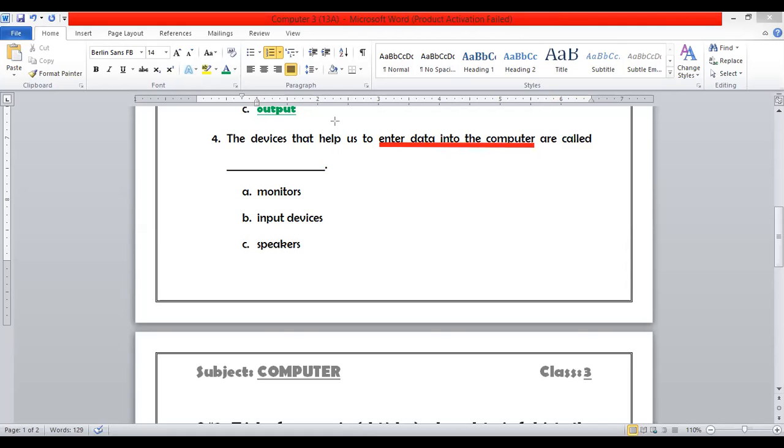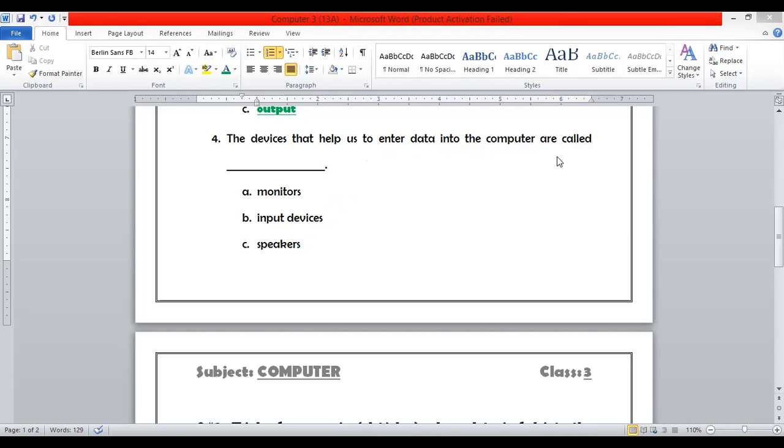It's an input device. We have to tell the devices that help us to enter data into the computer. Are they called monitor? Can we enter data with the help of a monitor? No. Can we enter data into the computer with the speaker? No. Can we enter data with the help of input devices? Yes, because enter and input mean the same. Entering data into the computer means inputting the data into the computer. So input devices is the correct answer.